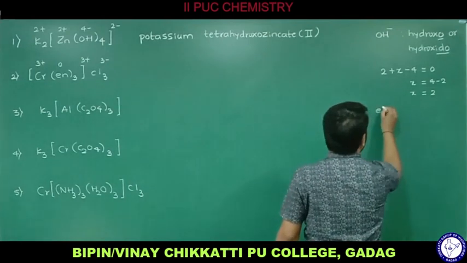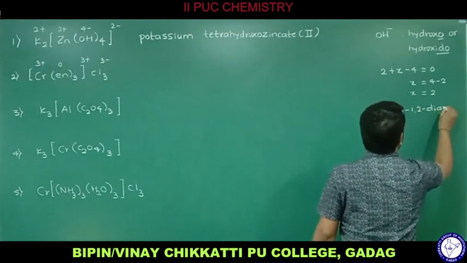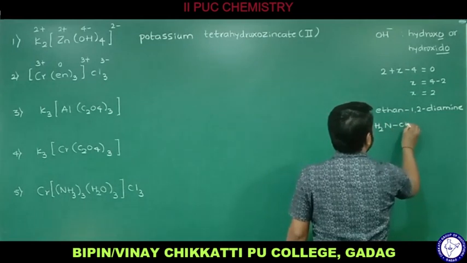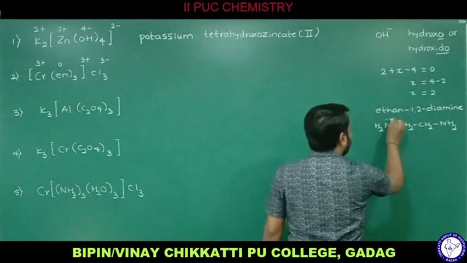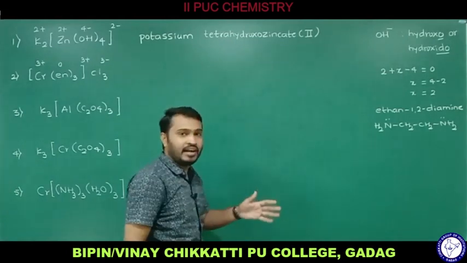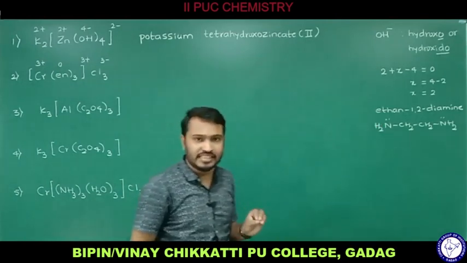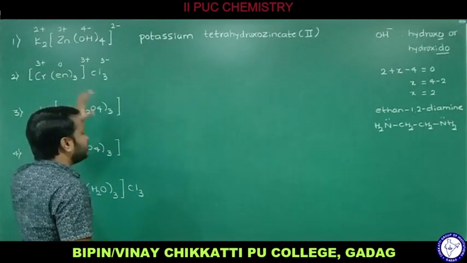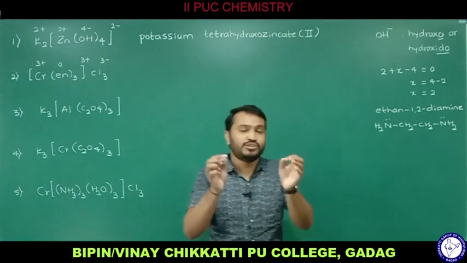En stands for ethane 1,2-diamine. Actually how we write that is NH2, CH2, CH2, NH2. This is ethane 1,2-diamine. On nitrogen we have 2 lone pairs of electrons that are going to be donated, therefore it is a bidentate ligand. And remember, en is a neutral ligand because we don't have any charge on this species. So we need to write ethane 1,2-diamine, but we have 3 en, so 3 times ethane 1,2-diamine, and here we are supposed to use the prefix.